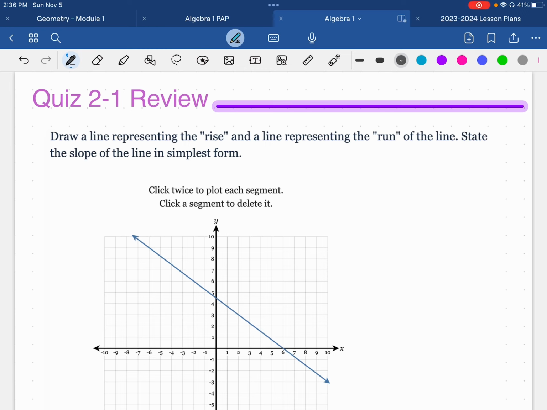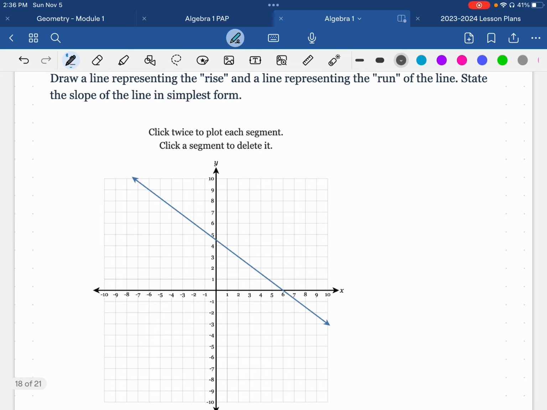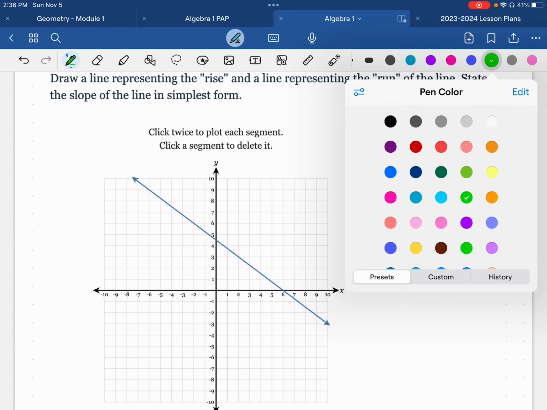Draw a line representing the rise and a line representing the run of the line. State the slope of the line in its simplest form. So if you recall from your assignment in Delta Math, what you're going to go ahead and do is select your perfect corner point.